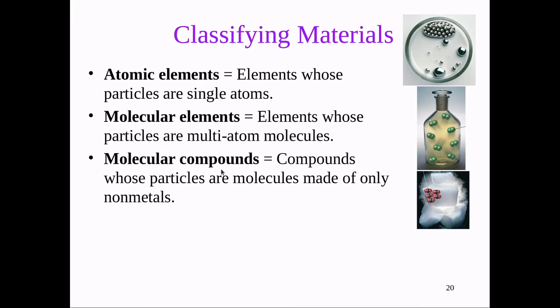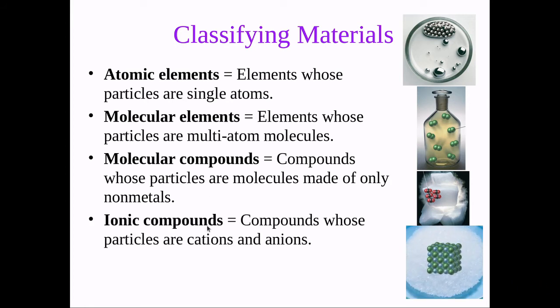Then we're going to have molecular compounds. These are compounds whose particles are molecules made of only nonmetals. So we only have different nonmetals bound together to form little molecules. Water is an example of that. And then we have our ionic compounds. These are compounds whose particles are cations and anions. What actually winds up happening is they're not really discrete molecules. They're more of a continuum, and we just talk about the basic repeating unit of it.